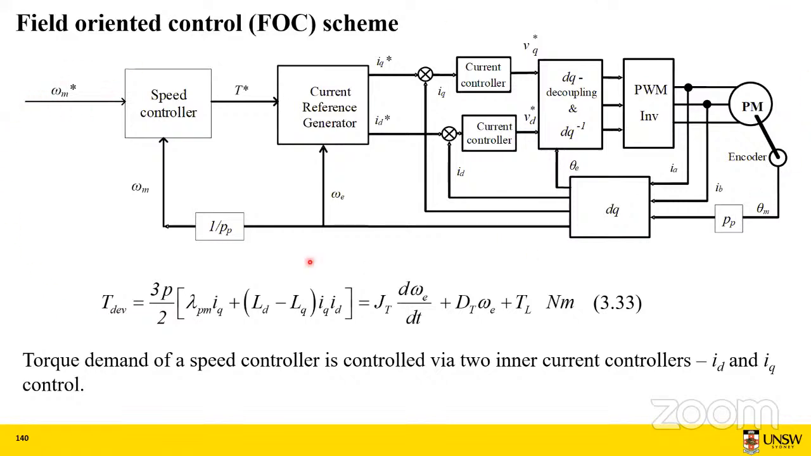So that's what basically field-oriented control is, current control. It sits inside as nested inner controllers, and outside sits a speed controller or a torque controller. Sometimes we may eliminate speed control. We can just directly have a torque control.